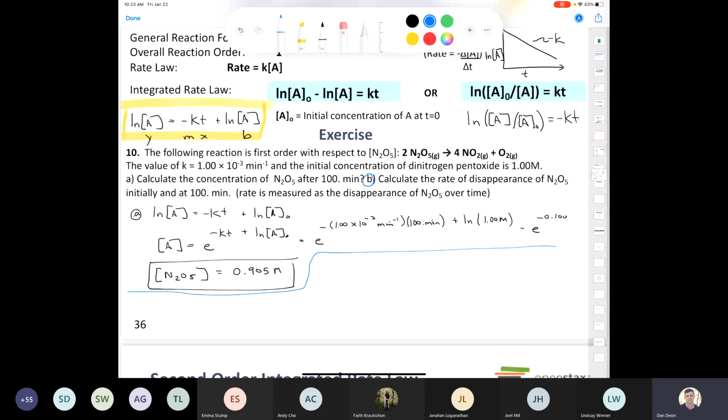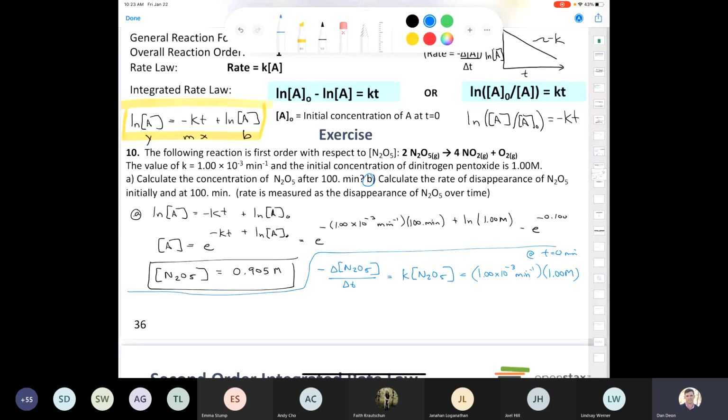Why don't we do it at t is equal to 0 first? Now, since this is a first order reaction, the rate of disappearance of N2O5 over time is going to be equal to our rate constant times the concentration of N2O5. So that's going to be equal to our k, which is 1.00 times 10 to the minus 3 minutes to the minus 1, multiplied by 1.00 molar. This is at t is equal to 0 minutes.